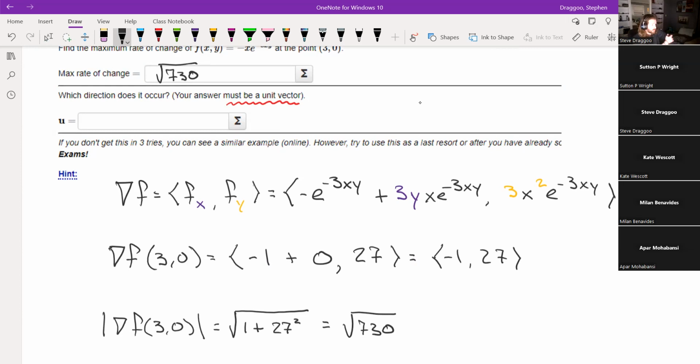Then the direction that that thing occurs in, being the unit vector, is the gradient vector divided by its magnitude: negative 1, 27 divided by root 730. So those are the individual pieces to finding the maximum rate of change. We'll break it down into a scalar component, like a speed, and a direction.